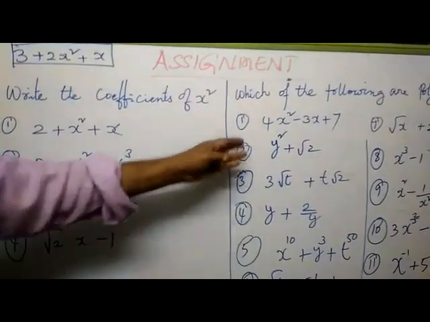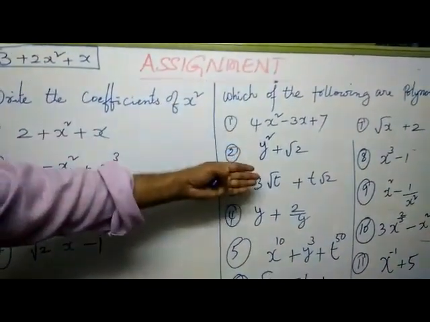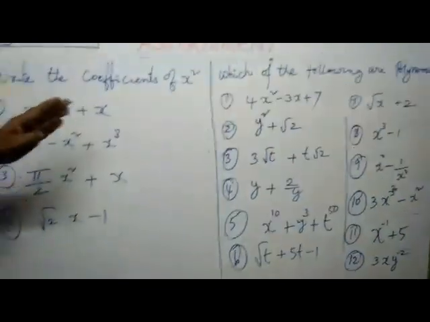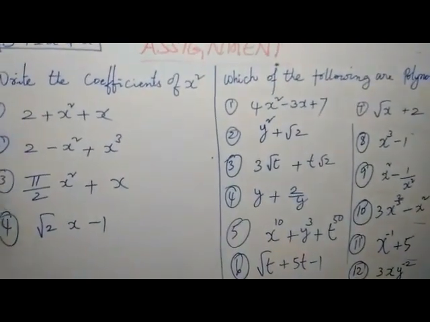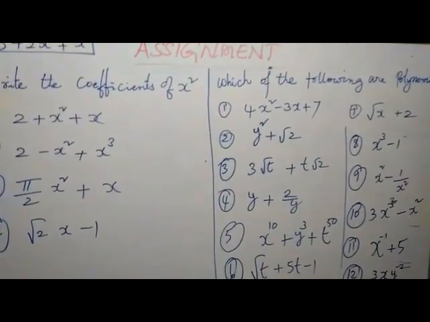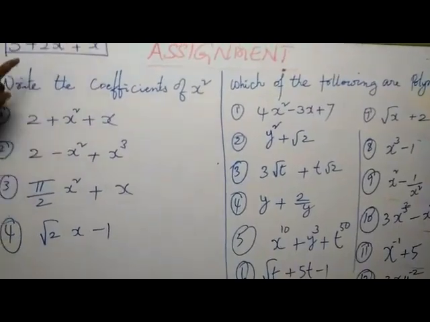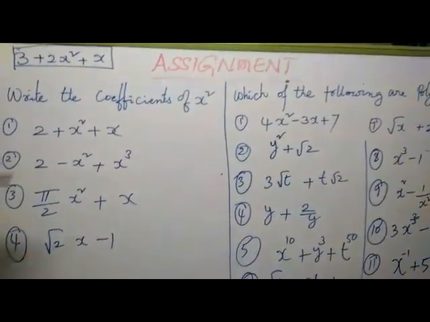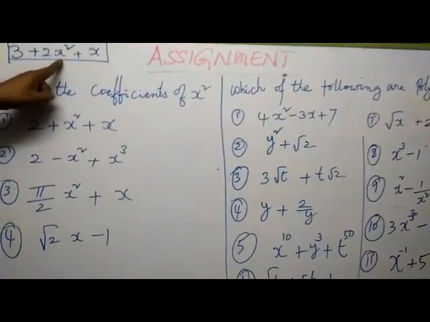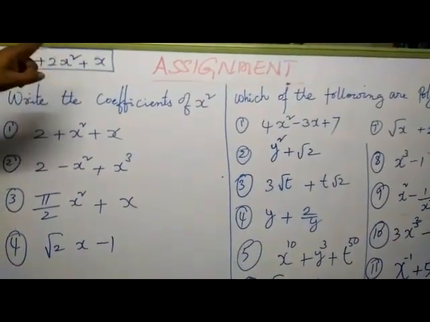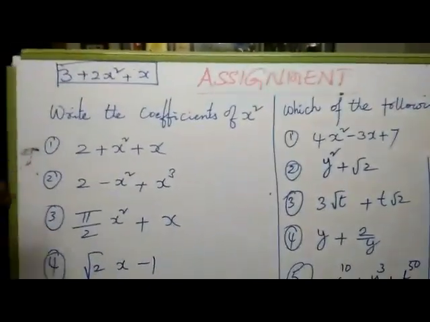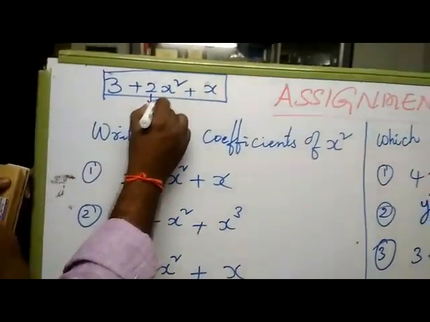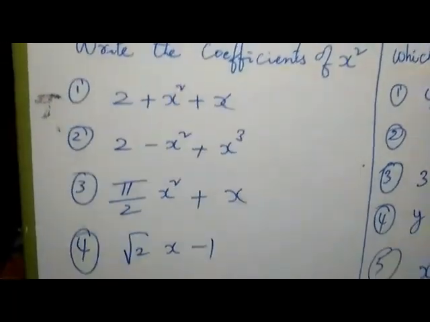Here, which of the following are polynomials, very easy, you can do. But I also said a little about the quotient. Once again I am explaining: what is the quotient of x square in the above sum? The quotient of x square, that is nothing but the numerical quotient. Here the answer is 2.